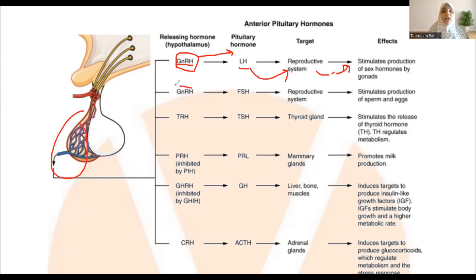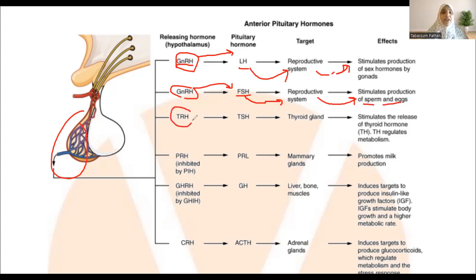Again, gonadotropin releasing hormone will trigger the pituitary gland to start making follicle stimulating hormone. The pituitary gland will get activated and produce follicle stimulating hormone. It will go to the reproductive system, and it will cause the production of sperms and eggs. FSH will cause the growth of the ovaries in case of females, and the development of the testes in case of males.